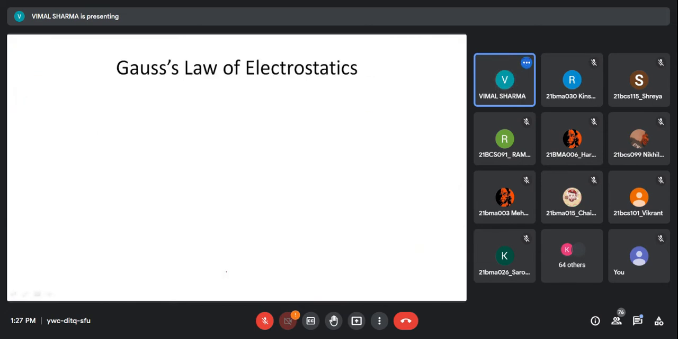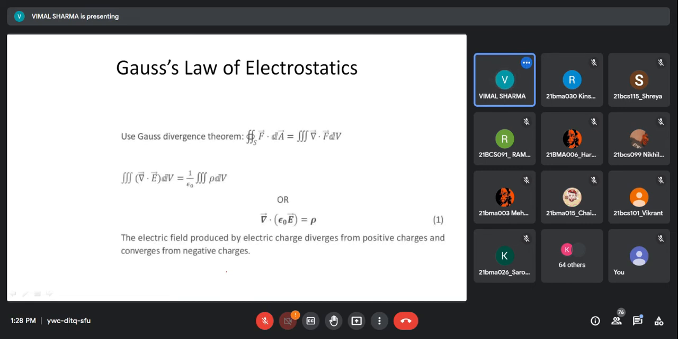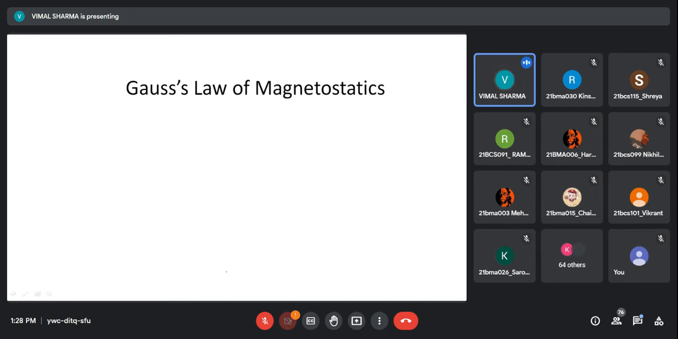Then we have Gauss law of electrostatics. It is not about electrostatics, it should be Gauss law of magnetostatics. Okay, continue. Okay, we have proved this. We skip this. Now we have Gauss law of magnetostatics.